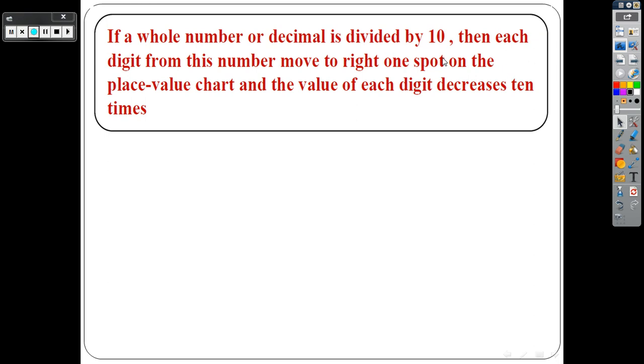Now, if a whole number or a decimal is divided, I want to divide it by 10 or 100 or 1000. On the place value chart, this rule says that if a whole number or a decimal is divided by 10, then each digit from this number moves to the right one spot on the place value chart, and the value of each digit decreases 10 times.